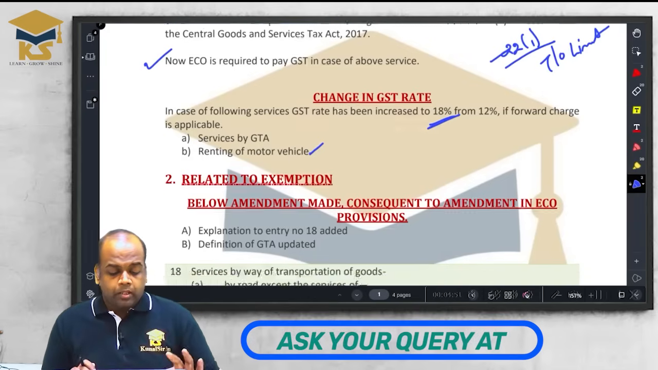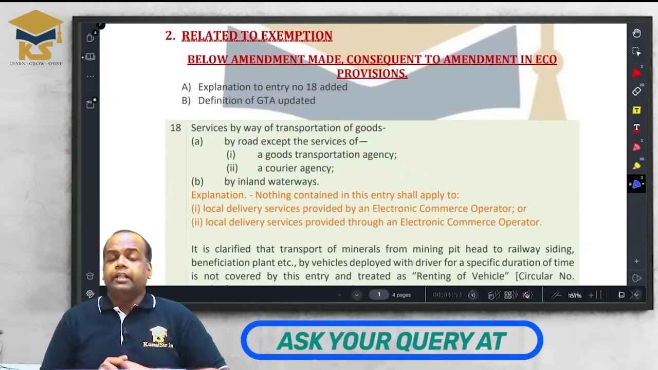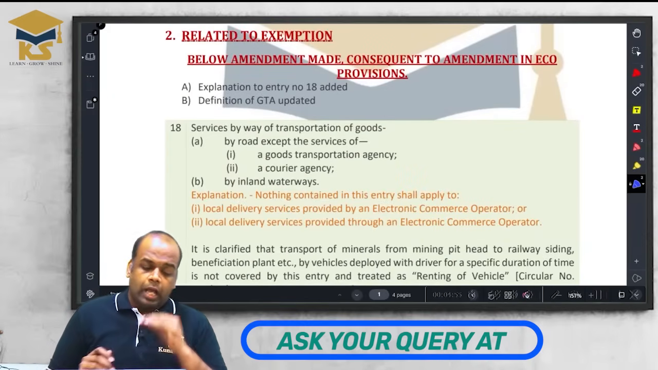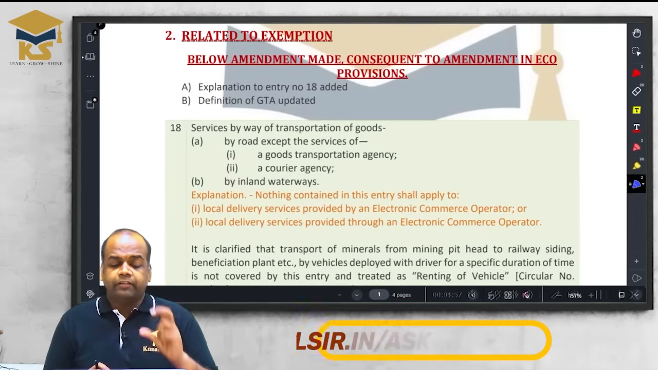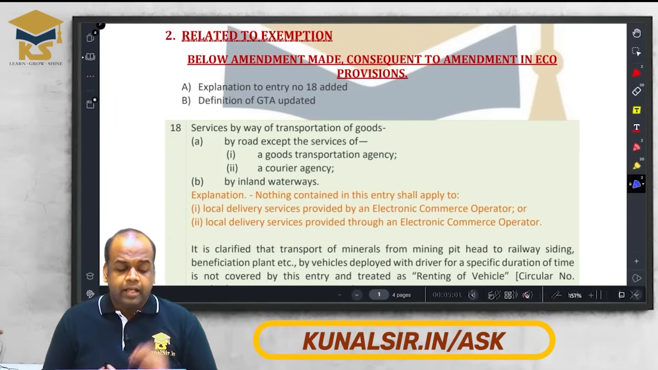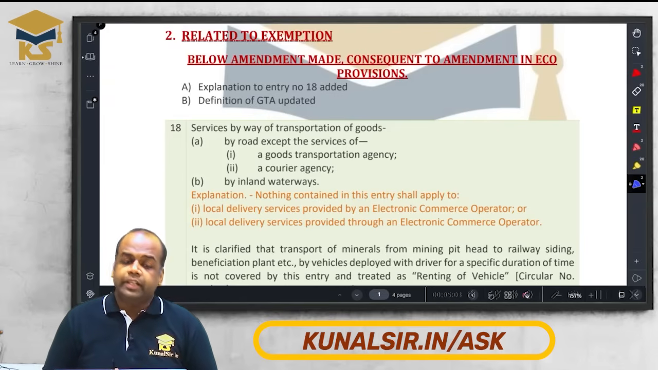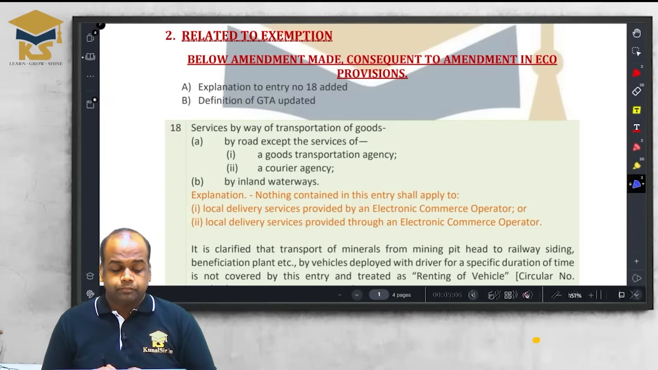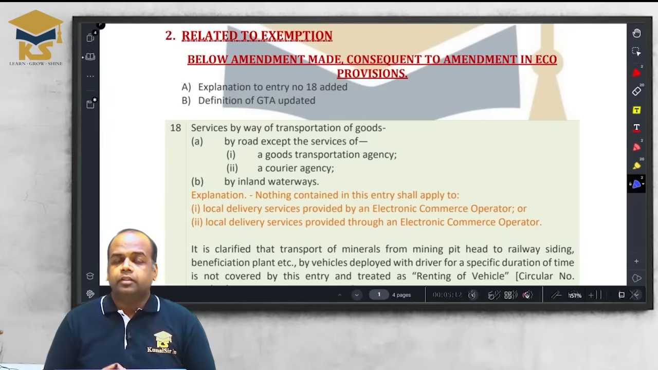Then related to the exemption chapter, we have 2 amendments. First, a definition in entry number 18 is added, and second, the definition of GTA is updated. The explanation in entry number 18 is about the same thing.